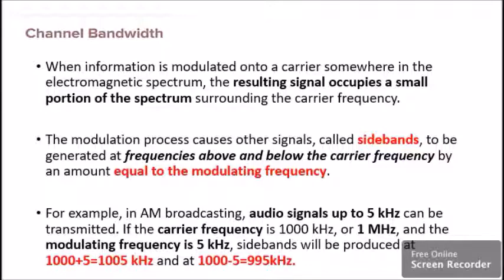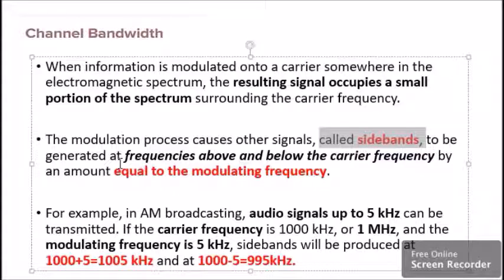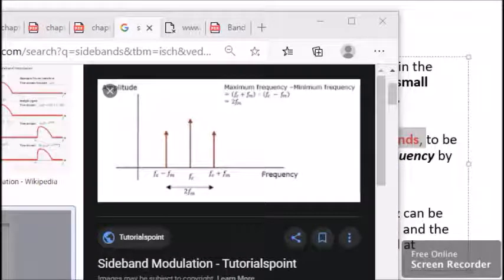Okay? The resulting signal occupies pa a small portion of the spectrum. Meron pa siyang ina-occupy na portion. Bakit? Because the modulation process causes other signals. Nagkakaroon ng other signal, which is called the sideband. Always remember na kapag nag-modulate ka, you're also creating other signals, which are the sidebands, generated at the frequencies above and below the carrier frequency by an amount equal to the modulating frequency. Nagets ba to?